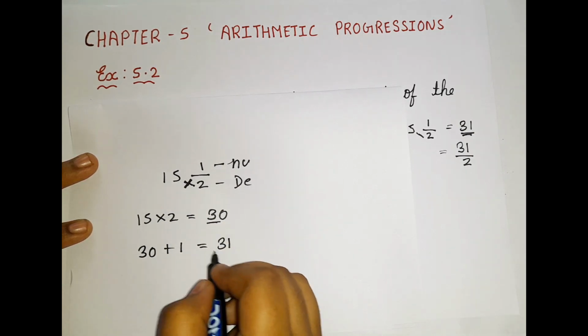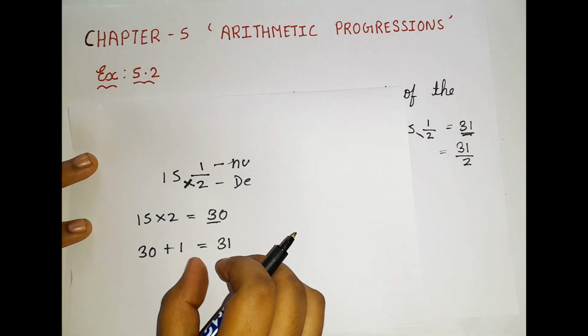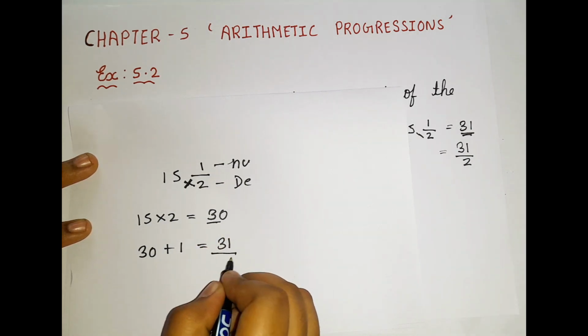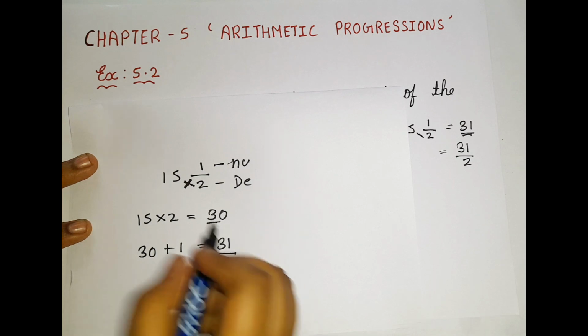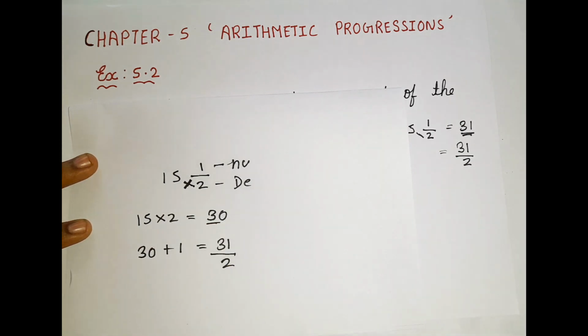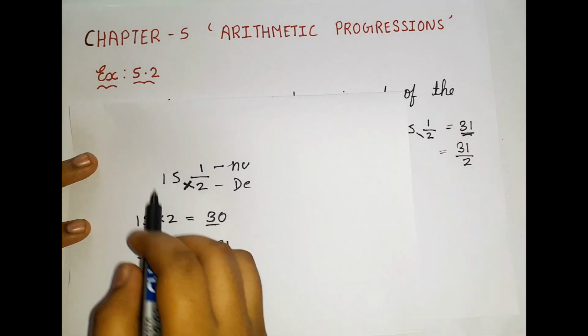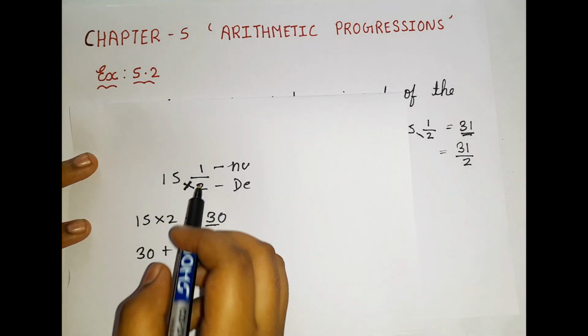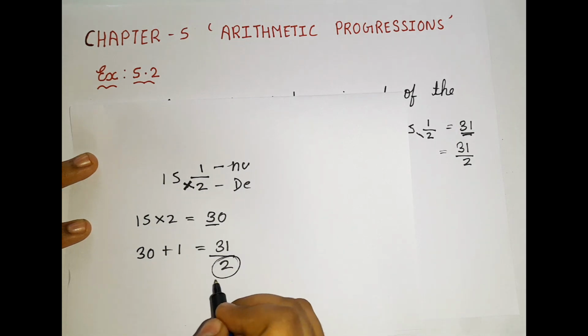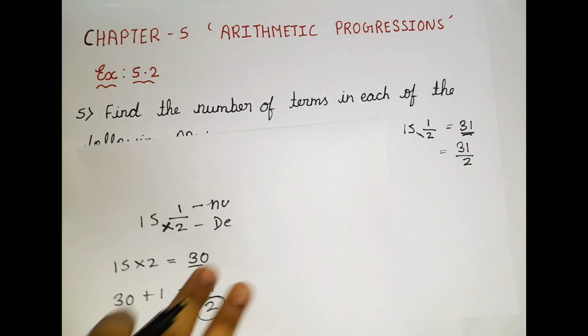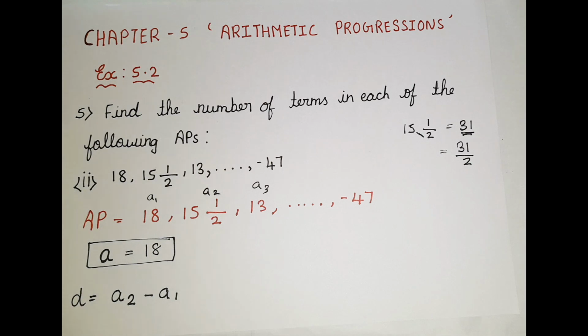When we get an answer like this, we are supposed to write divided by 2. Why? Because the denominator is 2. That's why we write the denominator as it is. Whenever you solve something like this, never forget to write the denominator. That is really important. Likewise, here when we solved it, we got 31 divided by 2. Now we can actually subtract them.